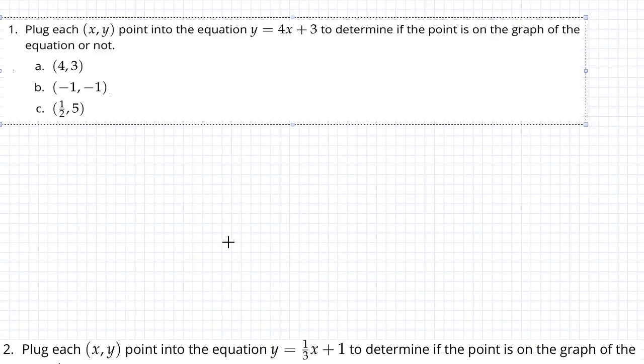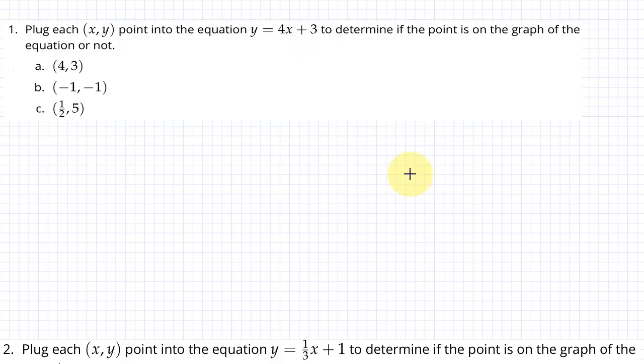This time we have an equation. This is in the next item, by the way, which is why the problem number started off. We have this equation y equals 4x plus 3 to determine if the point is on the graph of the equation or not. So what it means for a point to be on the graph is that when you plug in the x and plug in the y into that equation, it makes the equation true. It basically means that the xy points here are a solution of the equation. And if that's true, then when you make the graph of this equation, you're going to include all of those points that make it true.